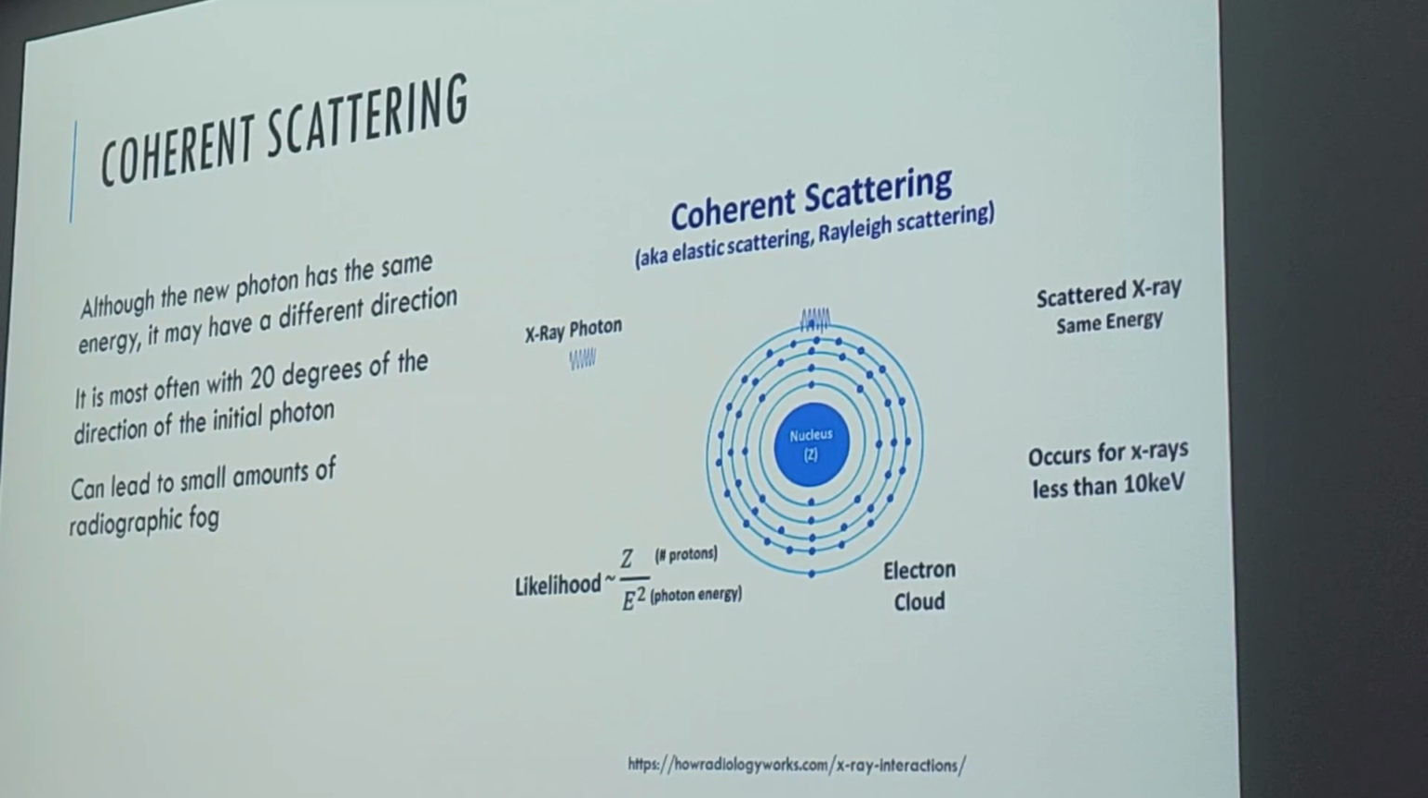But we can't predict what it does. Scatter may exit the patient. It's always filtered out 99.9%. And if it does, it leads to a small amount of fog, but it's low energy scatter. I understand that, I'm just asking, should I consider it an exit photon or attenuated photon? Because it does both. Basically, exit photons are photons that exit the patient. Scatter is attenuation. It's attenuated because it's absorbed.